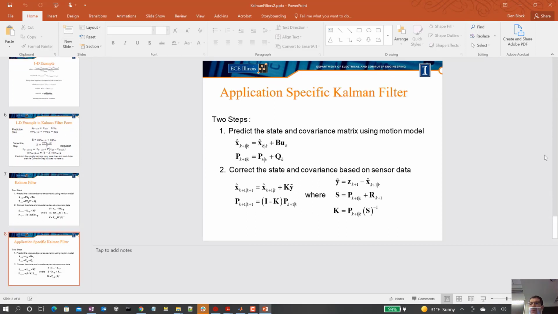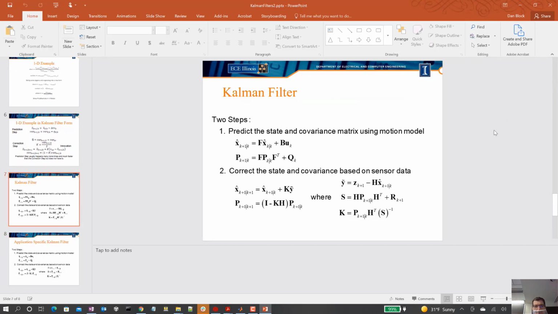And this is what you'll probably see as the general form. In our case, F is the identity. If you recall, for our little thing, it was just x_k plus v times delta t, to integrate. But you'll see it generally in that form. And then here's our prediction, and here's our new updated covariance.